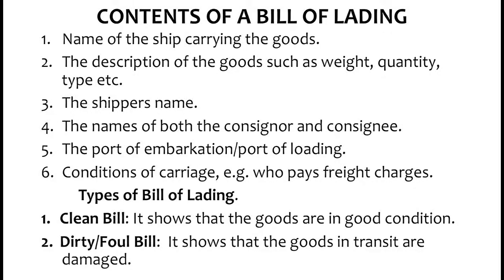What are the contents of this document? One, name of the ship carrying the goods. Two, description of the goods to be carried in terms of their weight, quantity, and type. Number three, shipper's name. Number four, the names of both the consignor and the consignee. Number five, the port of embarkation or port of loading. Number six, condition of carriage, that is, who pays freight charges, and so on and so forth.